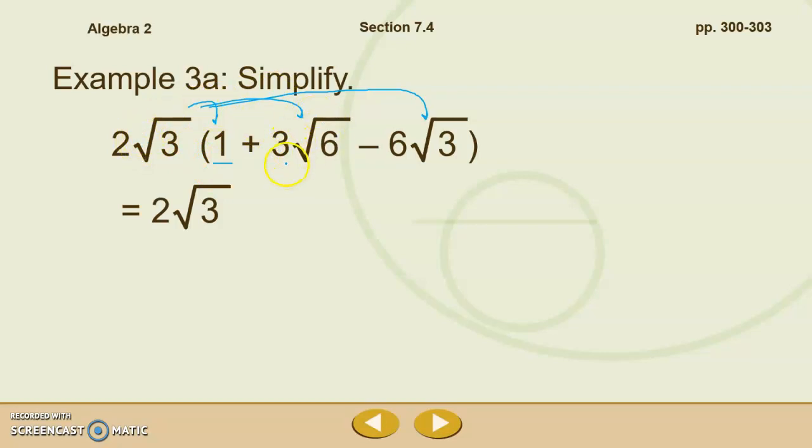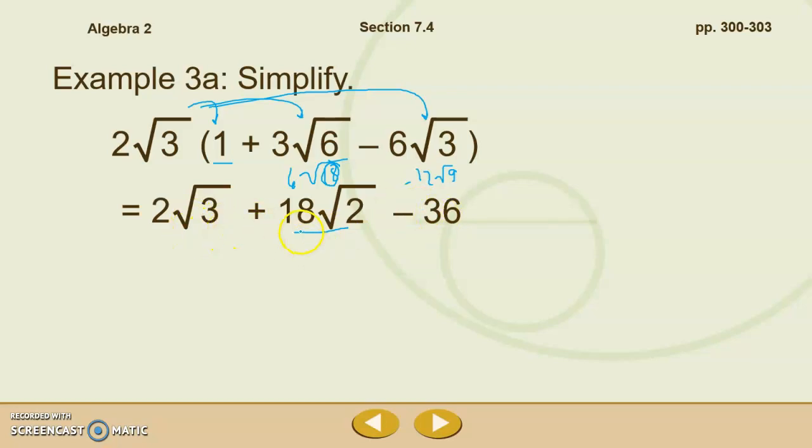2 times 3 is 6. And 3 times 6 is 18. So we have 6 square root of 18. And then square root of 18 can be simplified some more here. Square root of 18 can be written as 3 root 2 by using prime factorization and pulling out any perfect squares. And then 2 root 3 times negative 6 square root of 3. We have negative 12 square root of 9, but 9 is a perfect square. The square root of 9 is 3, so we get 12 times 3, which is 36. So 2 square root of 3 plus 18 square root of 2 minus 36.